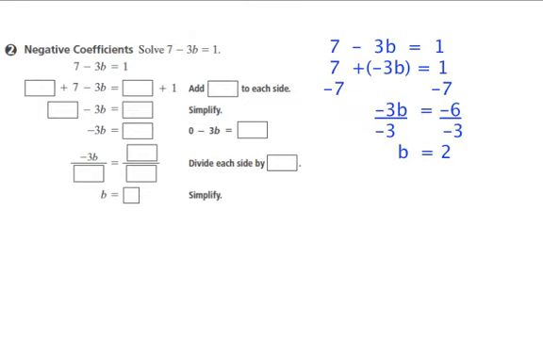You can check your answer by putting the 2 back into the problem. 7 minus 3 times 2. Does that equal 1? Well, 3 times 2 is 6. So 7 minus 6 does equal 1. So we know that 2 is the solution to our equation.